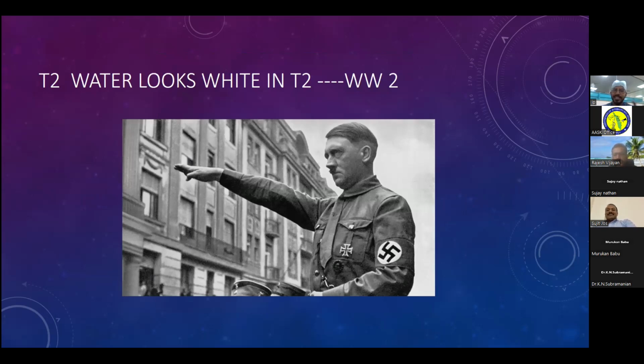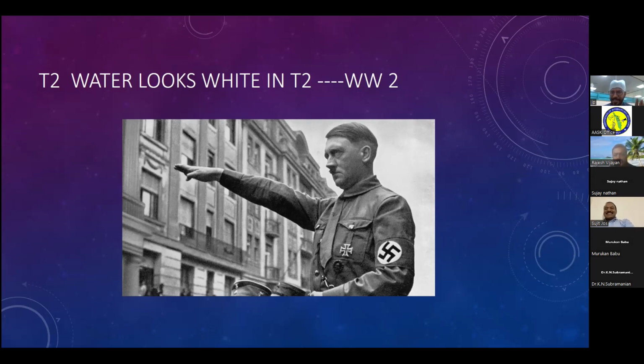So according to it, what is T2? How can we identify a T2 sequence in an MRI? It's as simple as that: water looks white in T2. We can simplify it as an acronym, WW2, World War II. So water looks white in T2. And I put this image of Hitler so that you don't get confused with World War I. It is World War II. So water looks white in T2.